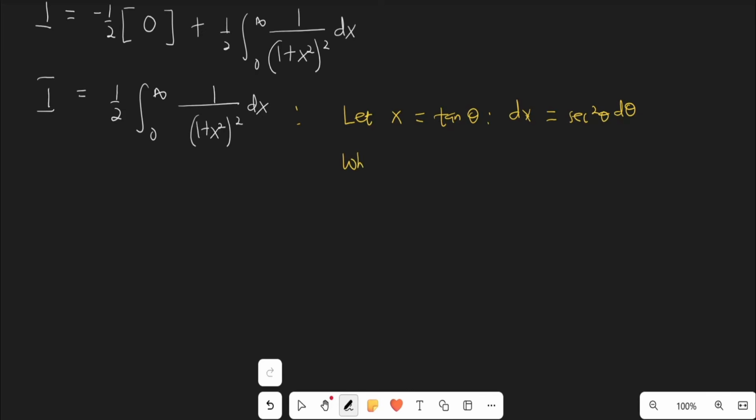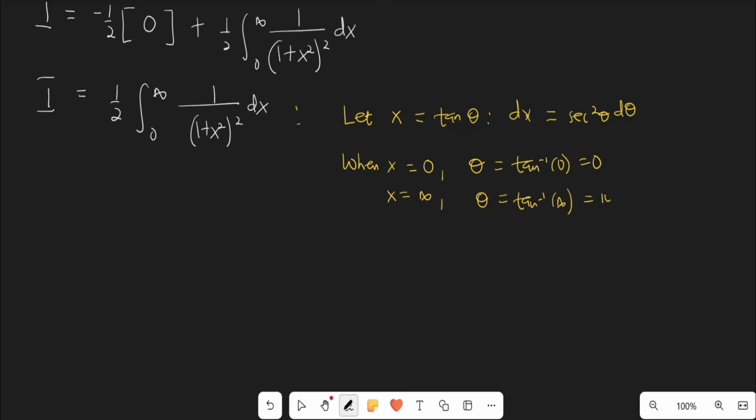The change in limits: when x is equal to 0, that is the lower limit, theta is going to be equal to the tan inverse of 0, which is 0. And when x is equal to infinity, the upper limit, theta is going to be equal to the tan inverse of infinity.